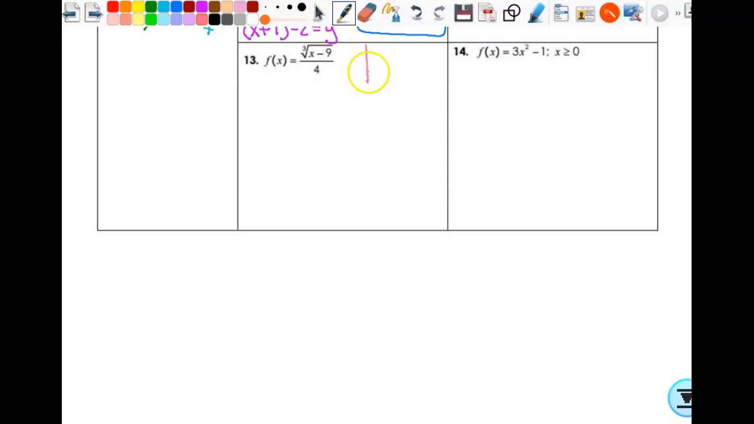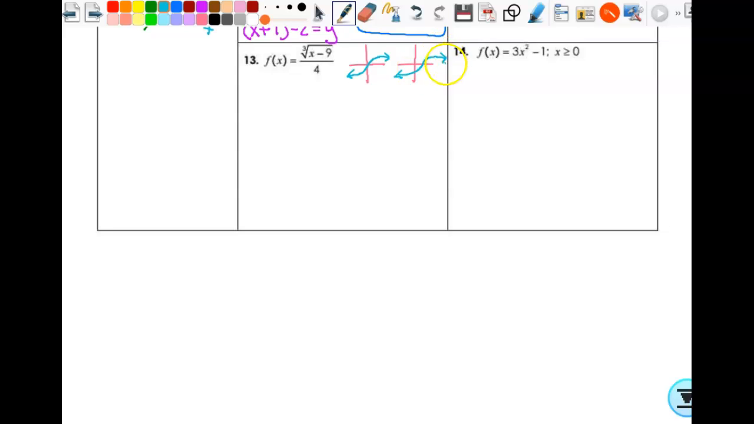13. So I've got a cube root. Looks something like that. I know that that 9 means that I move to the right 9. What is that 4 going to do? Stretch it vertically? Compress it vertically. Good. It's like multiplying that by 1/4, right? So it's a vertical compression. Either way, it's going to look something like that.